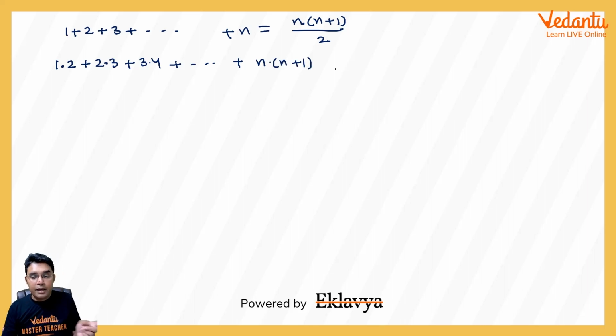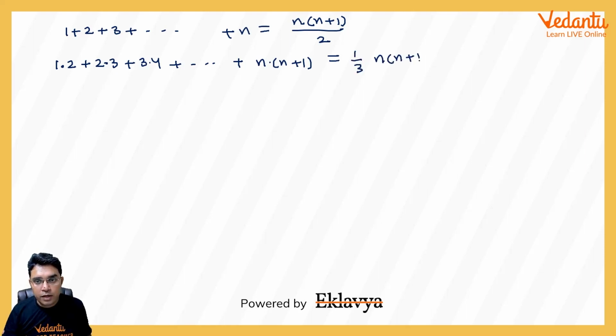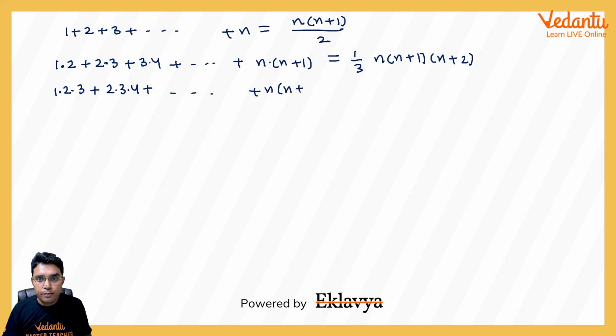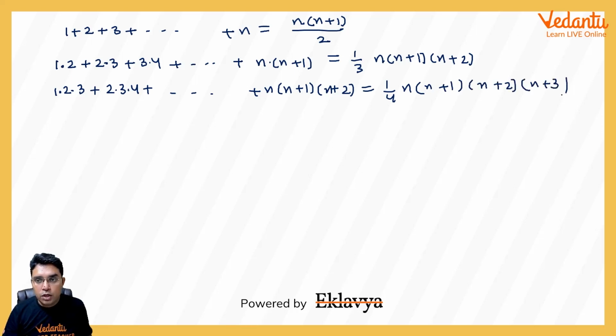So using the same method I told you on our previous slide, you can check, it will come out to be 1 by 3 into n plus 1 into n plus 2. You can check. It starts with 1 into 2, 2 into 3 and so on. And same way 1 into 2 into 3, then 2 into 3 into 4 and so on, and last term n into n plus 1 into n plus 2. This will be 1 upon 4, isn't it? n plus 1, n plus 2, n plus 3. So this is how you can write. You can use these results also in some of the questions. I will tell you the utility of this.